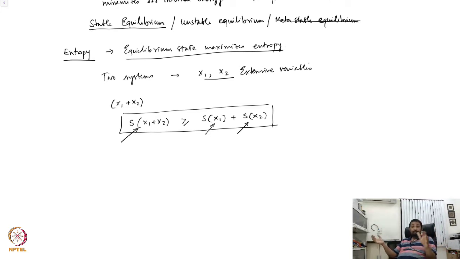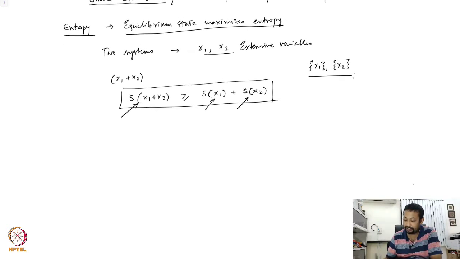If this inequality was not violated, then the system would be in a stable equilibrium. But if this inequality is violated, then the system is in an unstable equilibrium, and it would immediately separate out into two separate systems, right? It will break into smaller systems, each with variables x1 and x2. So this is exactly the idea behind the stability criteria.